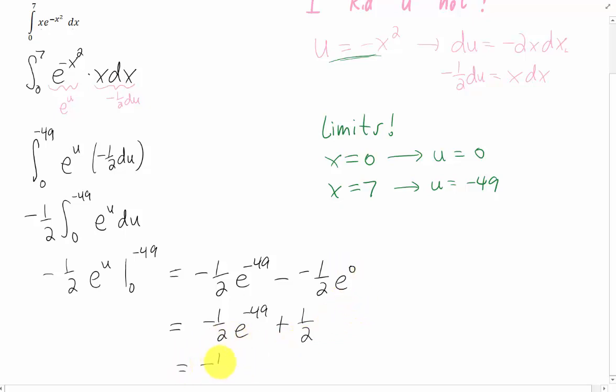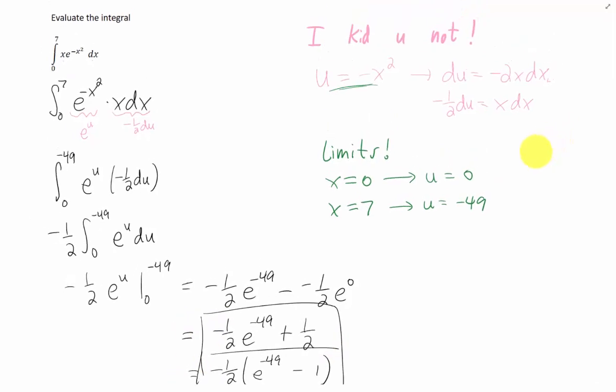If you really wanted to, you could have left the 1/2 outside. Factoring out a negative 1/2 would give us this result. Either way should work, and I like that one. I think that was a pretty good problem.